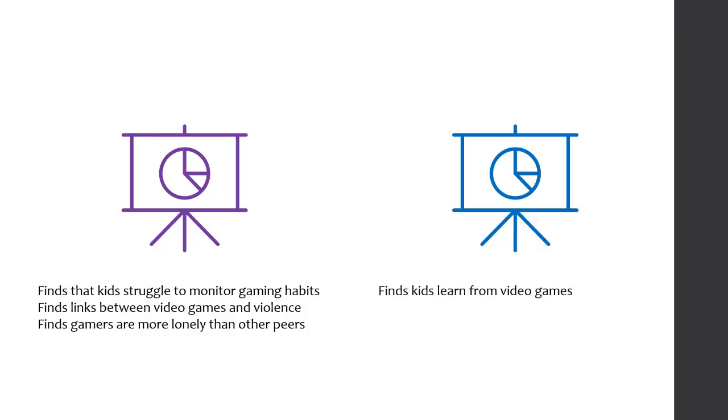Researcher B, on the other hand, finds that kids learn from video games. They say, yeah, I've learned how to do some stuff around problem solving. I've learned how to look at things in different ways. Maybe they've learned some specific historical stuff, right? So they have these different things that they've learned.